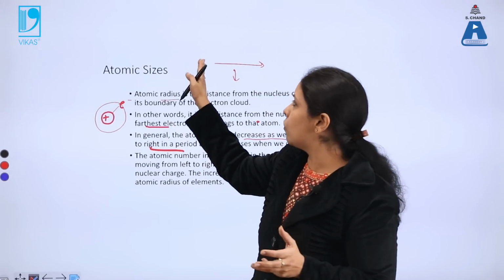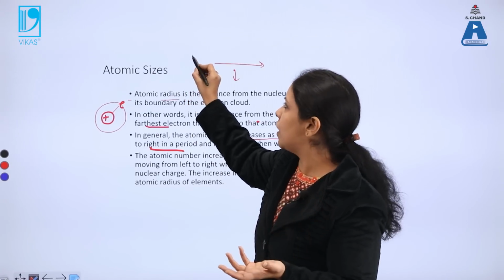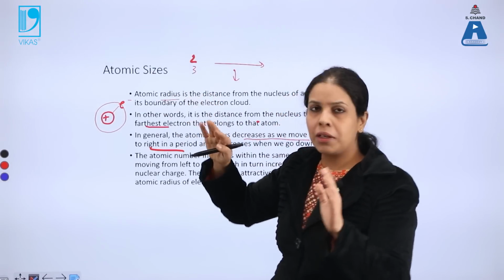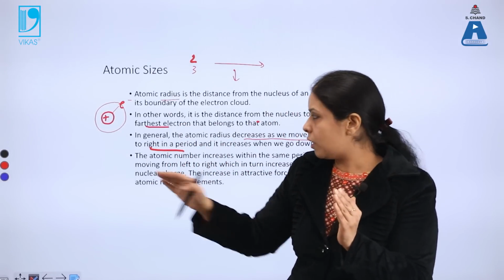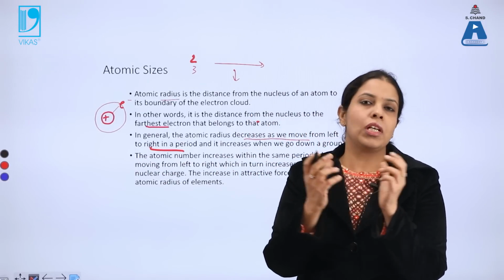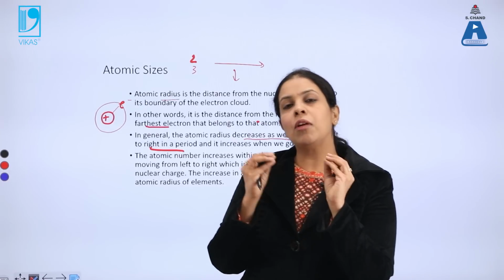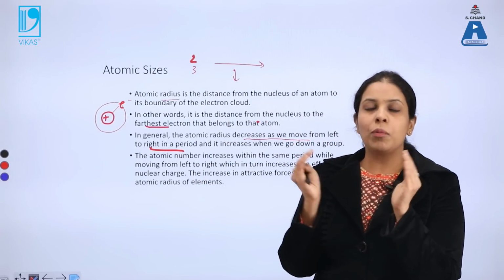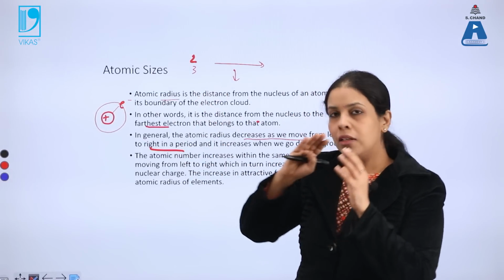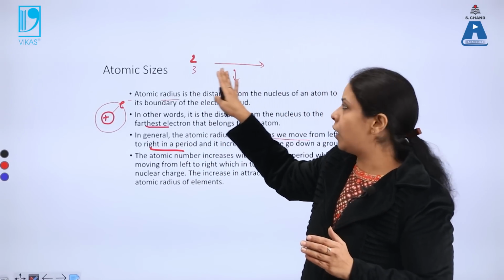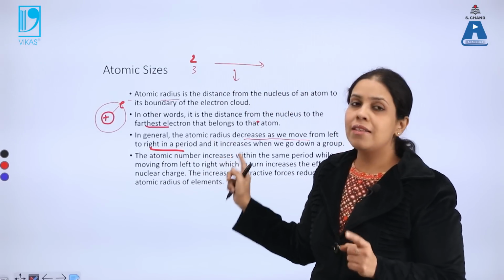Why does it decrease? Because when we are moving from left to right, the n or principal shell is the same. Whether it is the second or third period, the shell is the same, but electrons are entering the same shell. So our nucleus is able to attract those electrons in a better way. If the attraction between the protons and the electrons is high, the nucleus will attract those electrons better, and in that case the size will decrease. So when we move from left to right, adding electrons in this way in the periodic table, the size decreases.